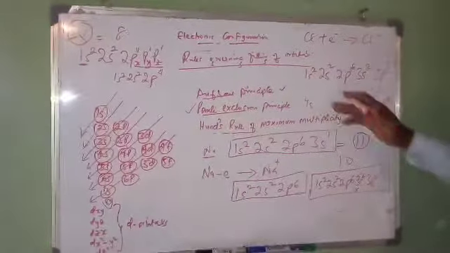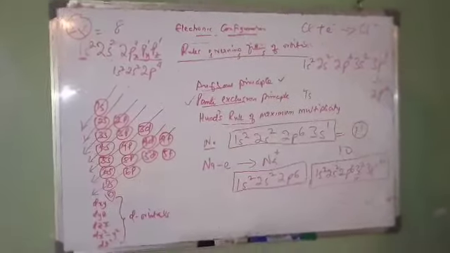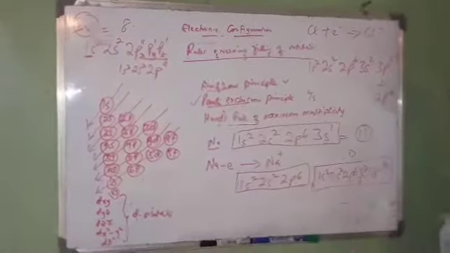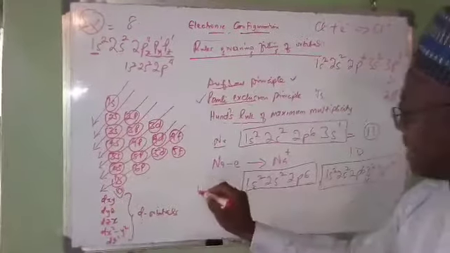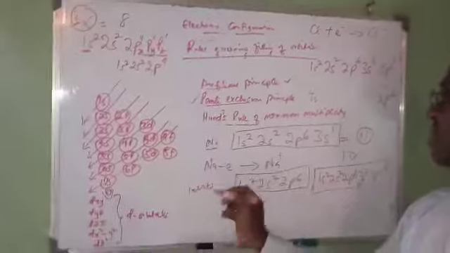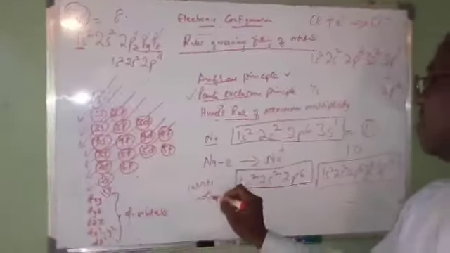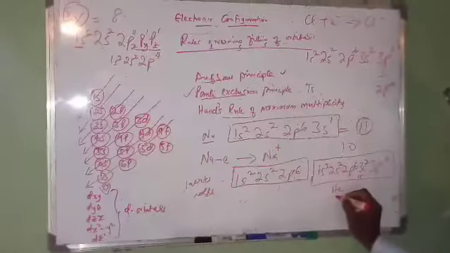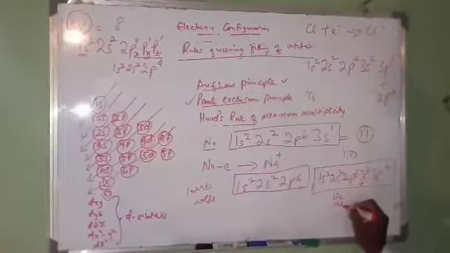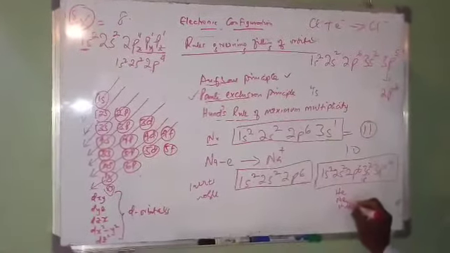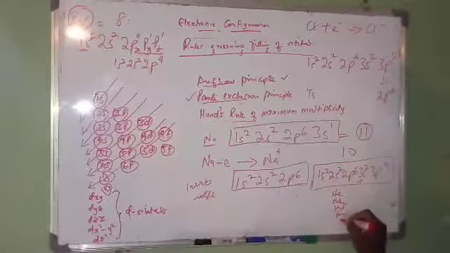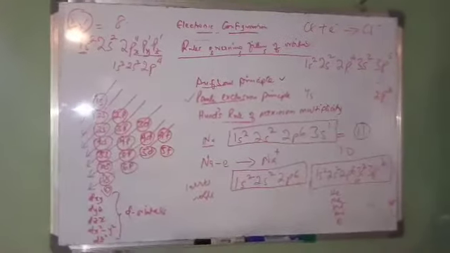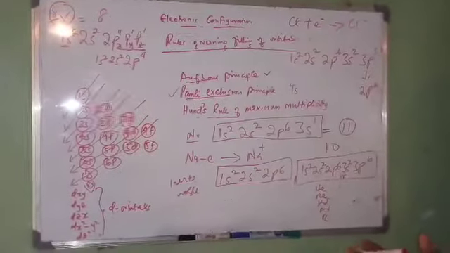Now, one other thing I want us to understand again, we can also abbreviate it. Instead of writing all this 1s2, 2s2, we can abbreviate it. We can go to group 8 or group 18 of the periodic table, where we have our inert gases or the noble gases. We have our noble gases from helium to neon to argon to krypton to xenon to radon. We can use their configuration. It eases us a lot.